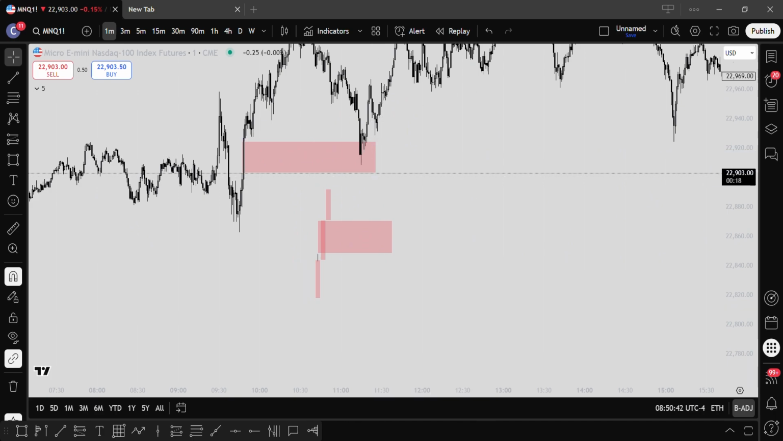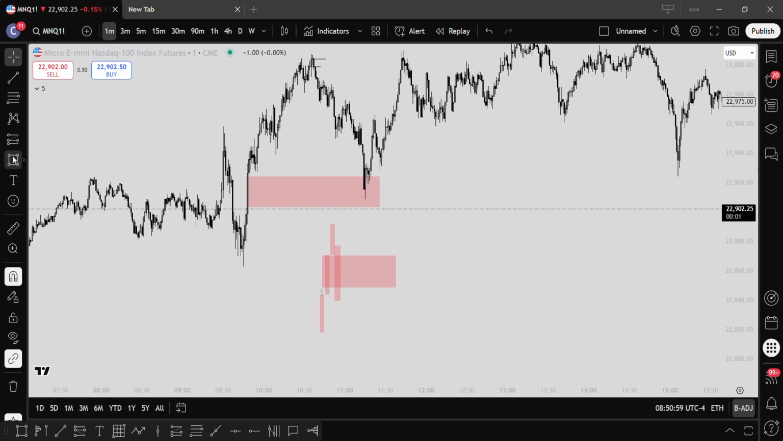Okay, so the second topic is inversion fair value gaps. Basically, it's a fair value gap that got created, then the market displaces very, very hard, crushing this fair value gap. That's an inversion fair value gap. A fair value gap that got disrespected. Here's a great example.